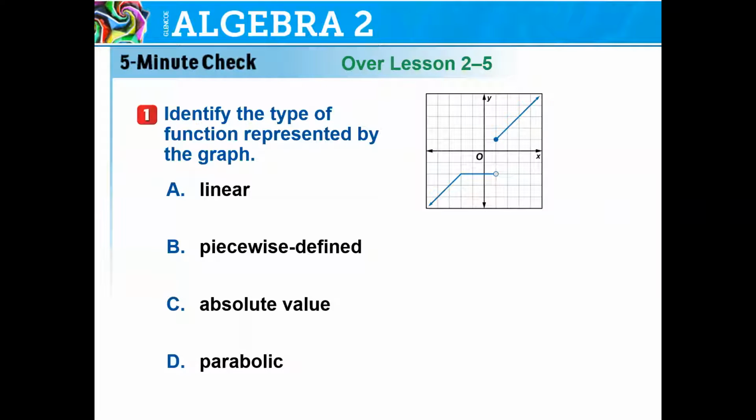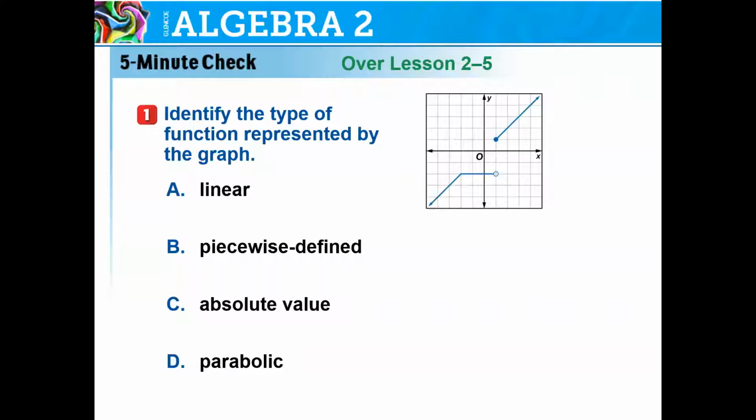We want to identify the type of function represented by the graph. You can see that the graph's up there. It is a discrete graph, so it is not continuous, and it has a jump. So if we just analyze our answer options, we have linear, which is a straight line, and linear functions are always continuous. Remember, we can draw any line without having to pick up our pencil. To draw that graph, we would have to pick up our pencil. So it can't be a linear function.